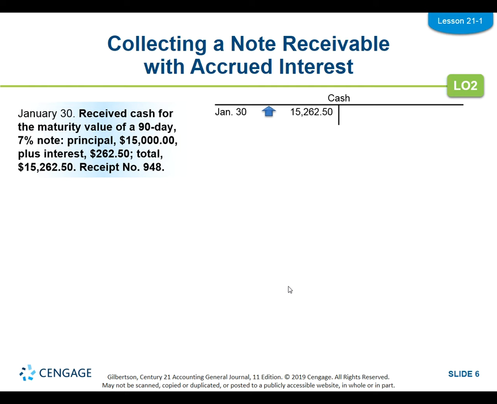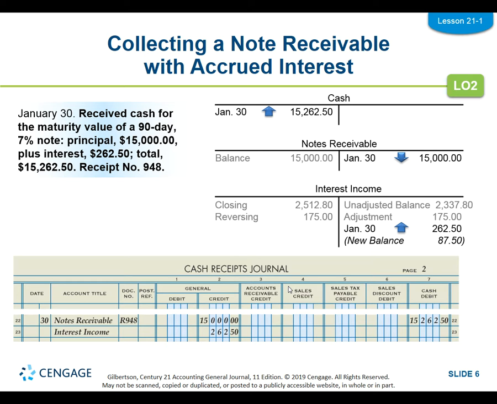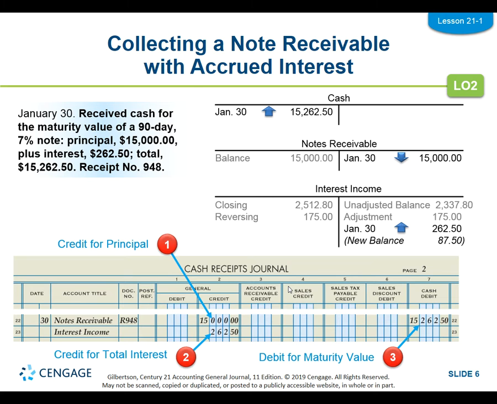Here is the entry. You received cash in the full amount, $15,262.50. The notes receivable is decreased because they're paying that one off, so it's decreased by just the principal amount of $15,000. You then have the interest income of $262.50. Here is the recording of it in the cash receipts journal. Here is your debit, with the credit for the notes receivable and the credit for the interest income. And here is your debit for cash for the total of both.